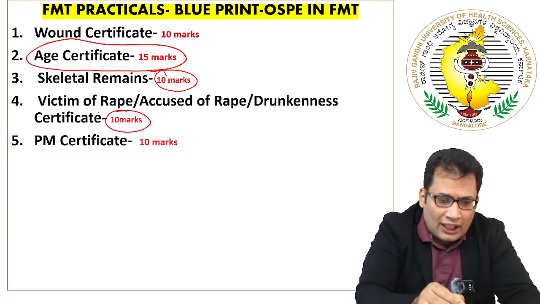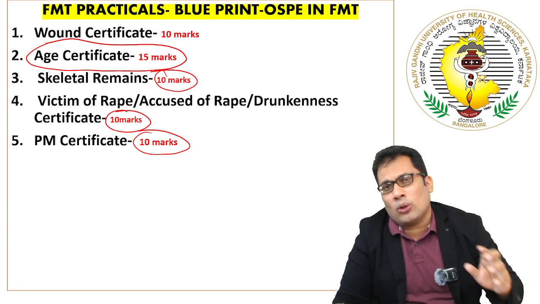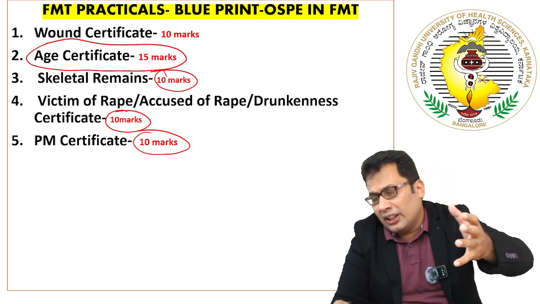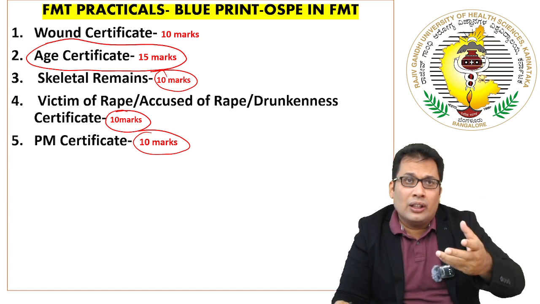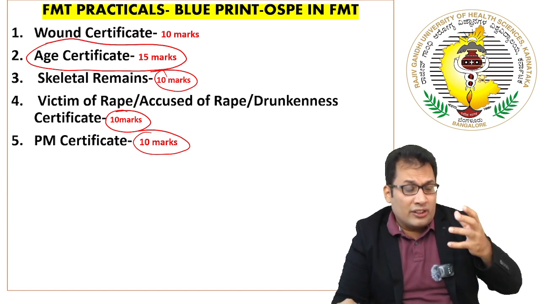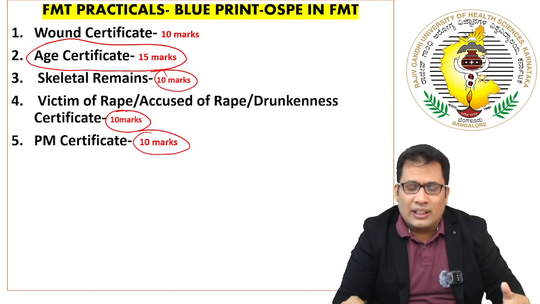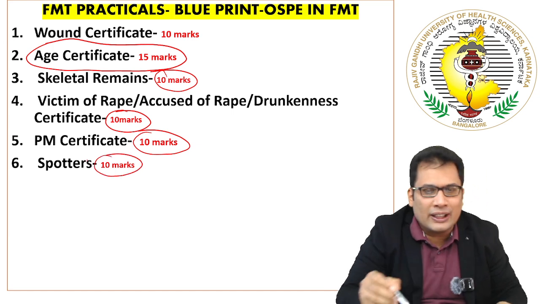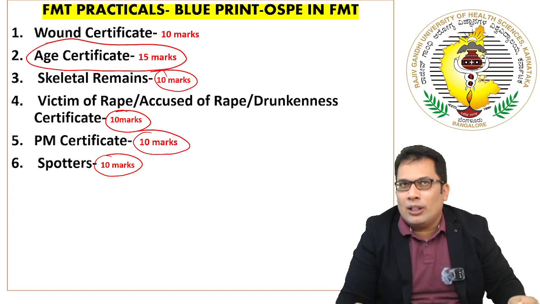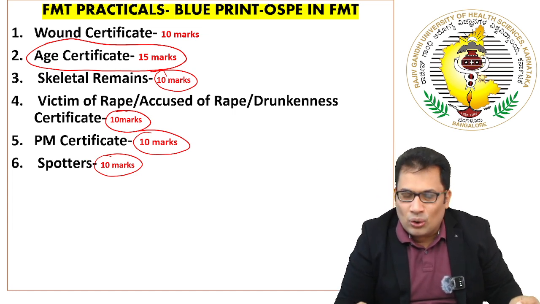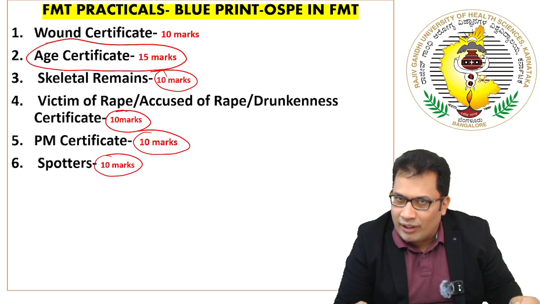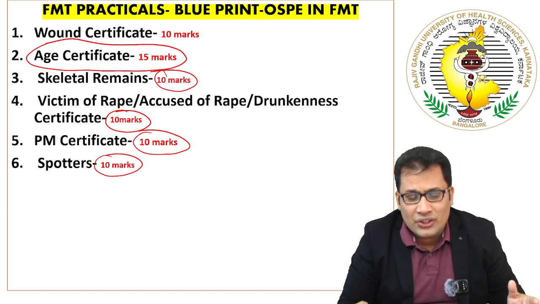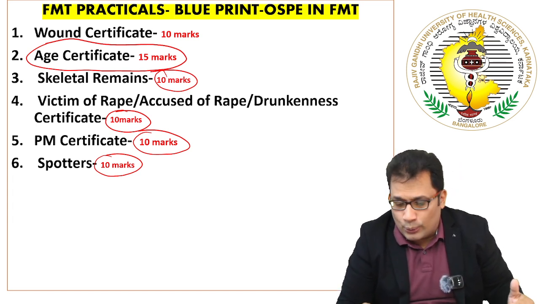Then PM certificate, 10 marks. Like the postmortem commonly done in forensic medicine, for example, a case of hanging, a case of drowning, a case of poisoning, and what viscera are to be preserved. All this is the PM certificate. Then spotters, 10 marks, 1 mark each, 10 spotters. It can be one wet specimen, 1 or 2 from toxicology, 1 or 2 from the weapons, photographs, postmortem changes. Anything can be asked, which we discussed in detail in spotters.